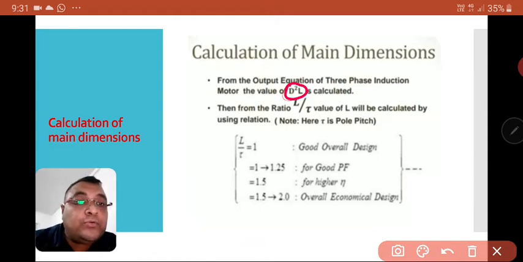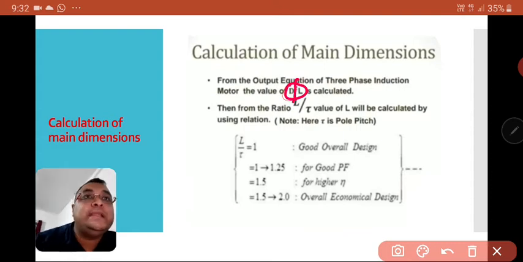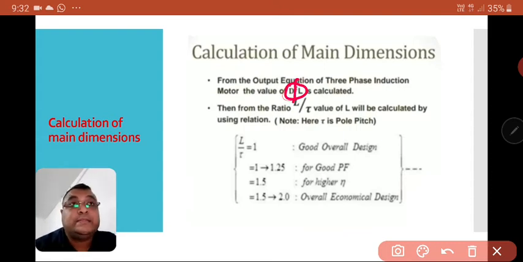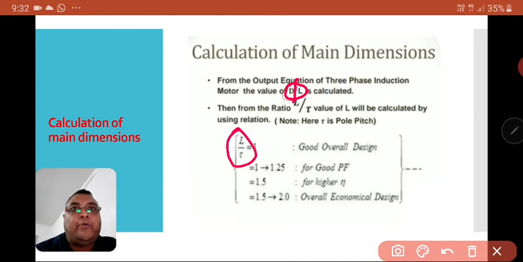So now we have to separate out this term D and L and calculate them separately. For that we use the ratio of L by tau. This ratio stands for the pole pitch. And what is the pole pitch? I hope you all know. Pole pitch is the distance between two poles. The relation between L and tau for different designs is given over here.